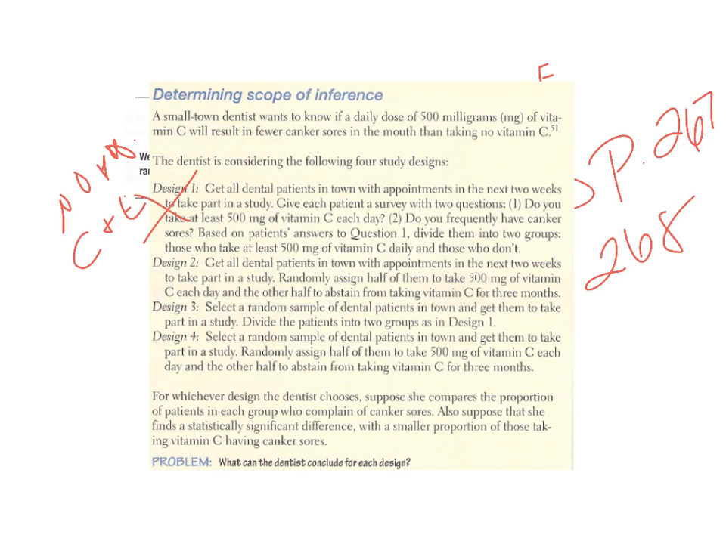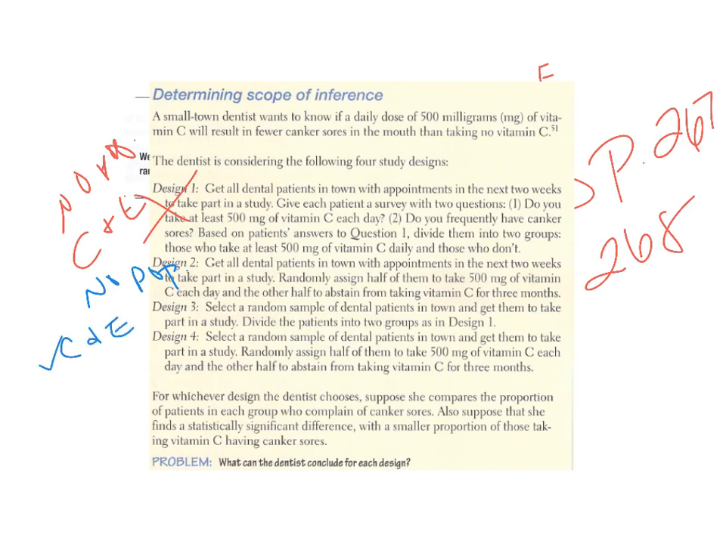So let's look at design number 2. In design number 2, he's got all the dental patients in town with appointments in the next 2 weeks to take part in a study. Randomly assign half of them to take 500 milligrams of vitamin C each day and the other half to abstain from taking vitamin C for 3 months. Okay, so once again, nothing about the population because these were not randomly chosen. But he could possibly make some inferences here about cause and effect because they were randomly assigned to treatment groups. So he could make some cause and effect inference.